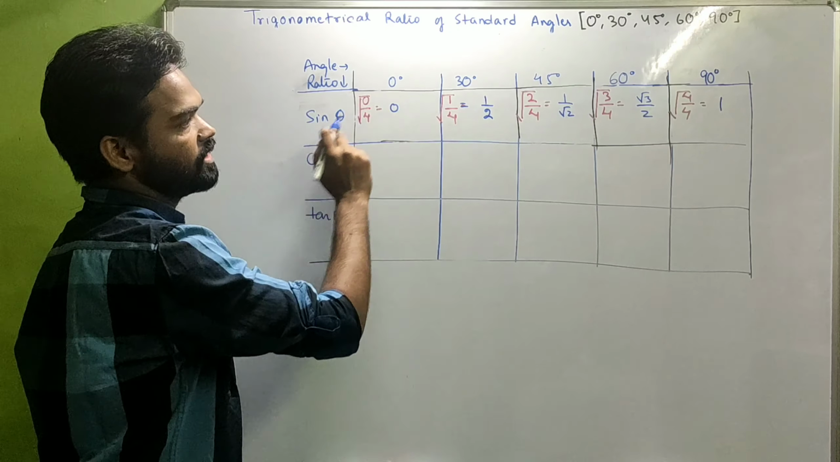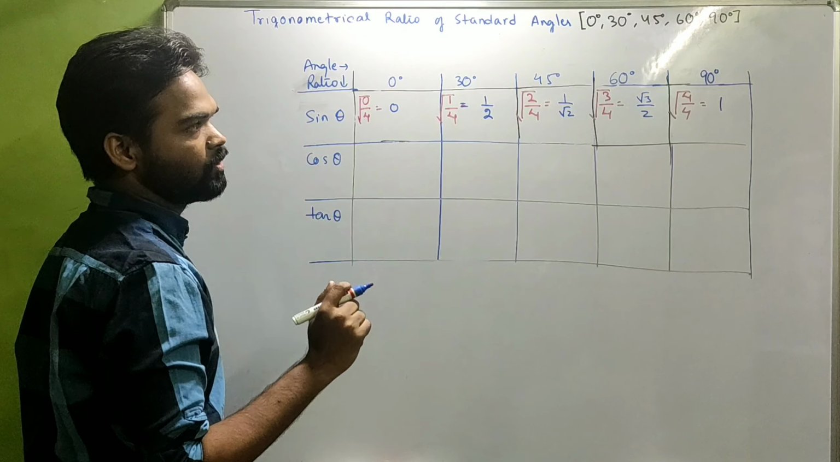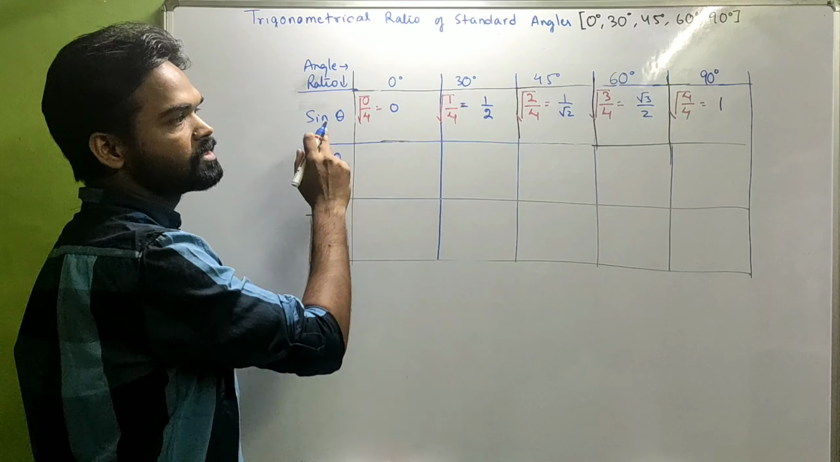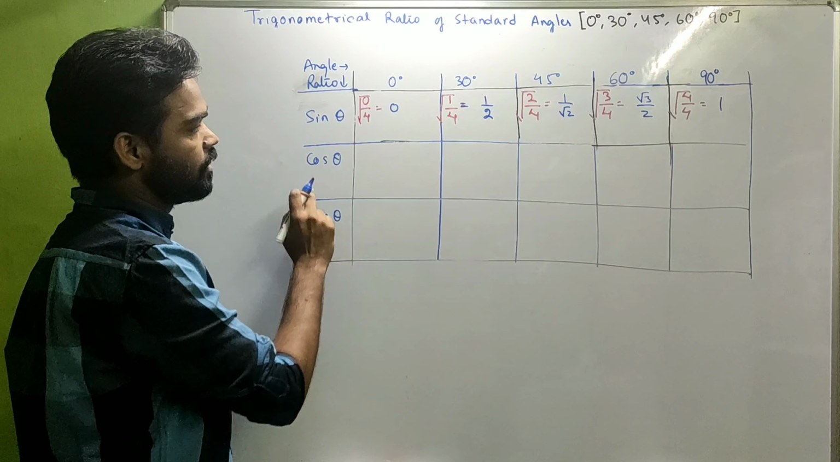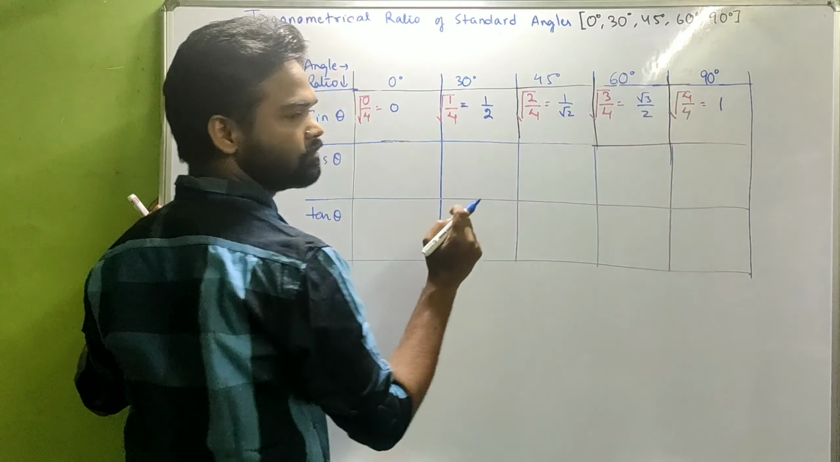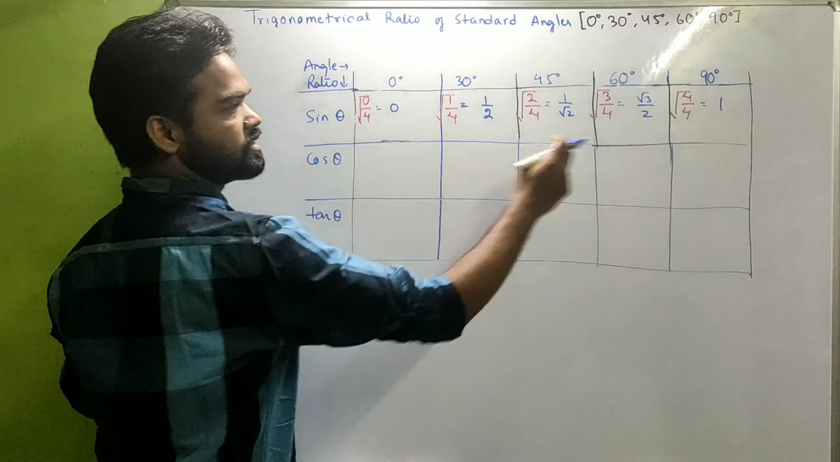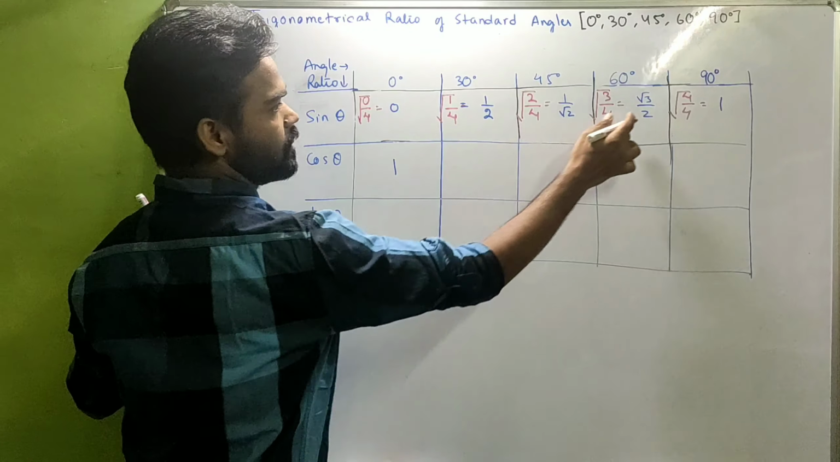Sine 0 is 0. Sine 30 is half. Sine 45 is 1 by root 2. Sine 60 is root 3 by 2. Sine 90 is 1. For cos, you start from here and go this side. See, 1, root 3 by 2.